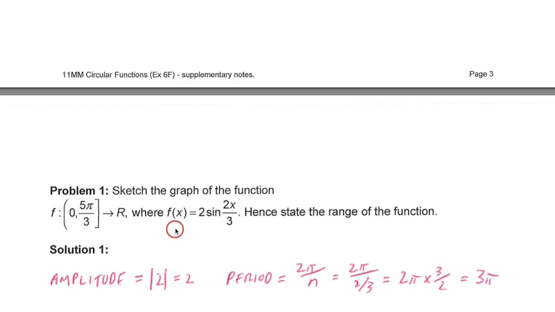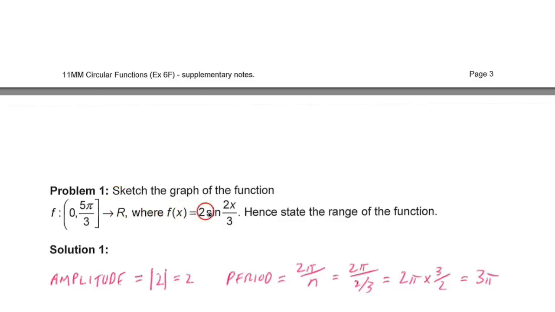Alright, here we have a problem. Sketch the graph of the function. We've got f, given that we go from 0 to 5 pi on 3. Notice it's a circular bracket, so that means we're not including where x is equal to 0, but we are including 5 pi on 3 because we have the square bracket. So the domain is between 0 and 5 pi on 3, and we can have any real number that's been produced from this rule here.